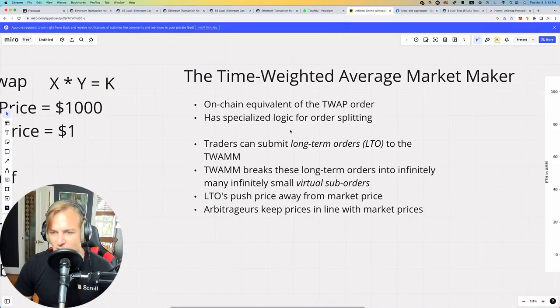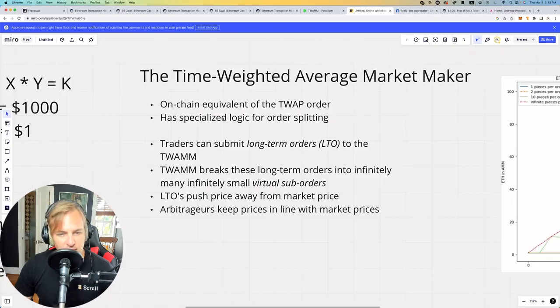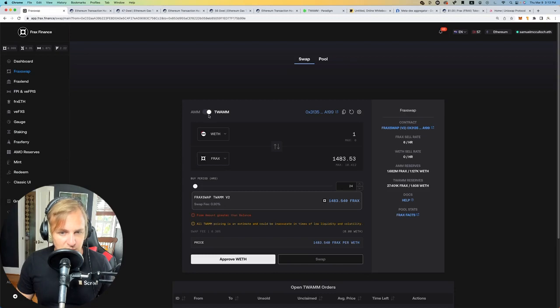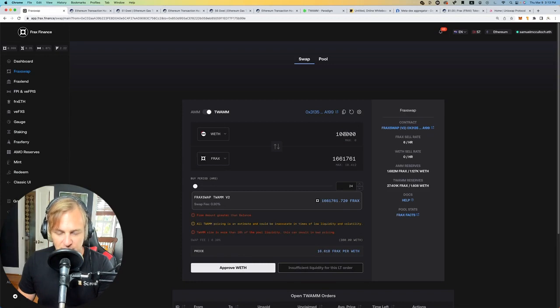Okay, time-weighted average market maker. It has the on-chain equivalent of being a TWAP order. And what it does to do this is it introduces specialized logic for order splitting into the AMM itself. So it requires a completely new type of AMM LP, which Frax developed in conjunction with Paradigm, and they deployed it and it works. So now you can come to FrxSwap and use the TWAMM to say, hey, I have 100,000 ETH and I want to buy some Frax.